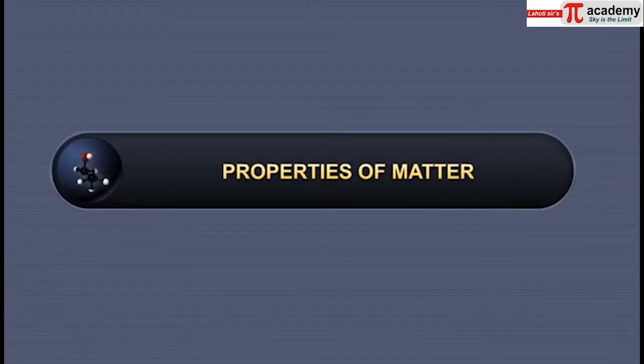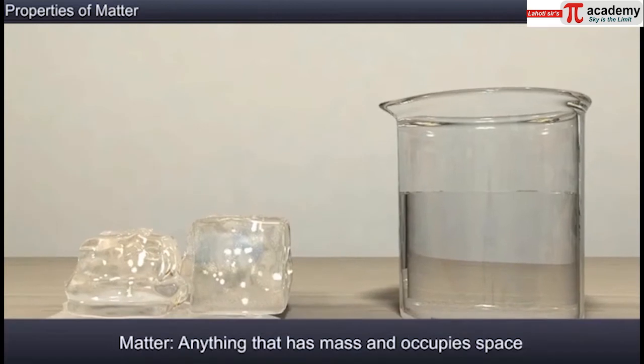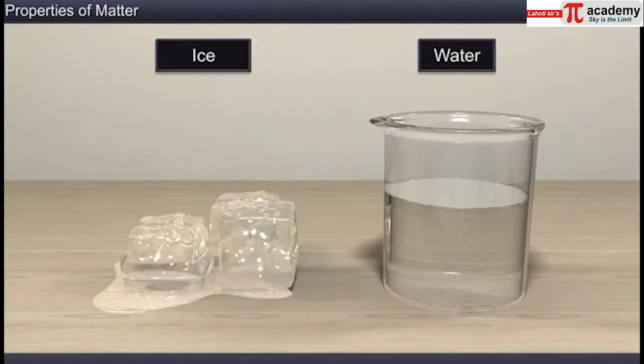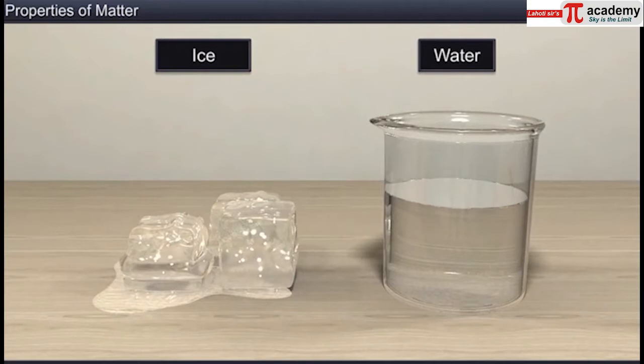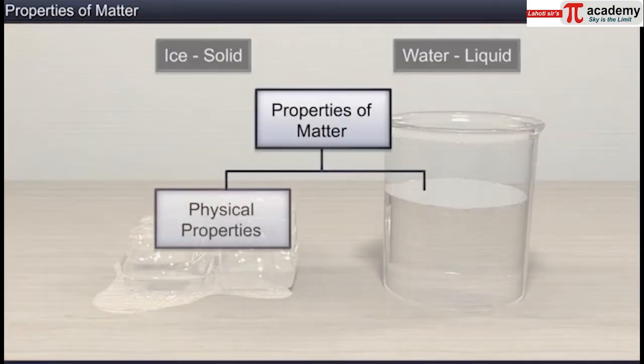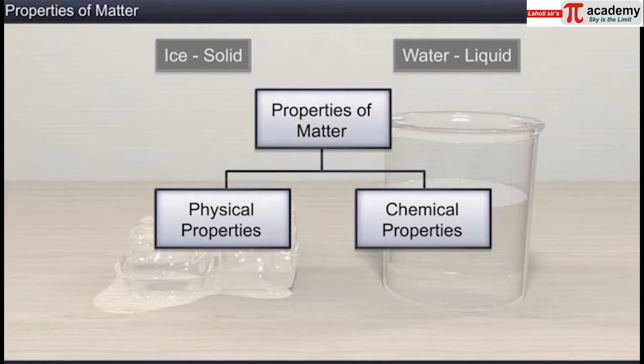In this module, you will learn about properties of matter and their measurement. As we learned, matter is anything that has mass and occupies space. Every substance is made of matter and has unique properties. We can classify properties as physical and chemical properties.